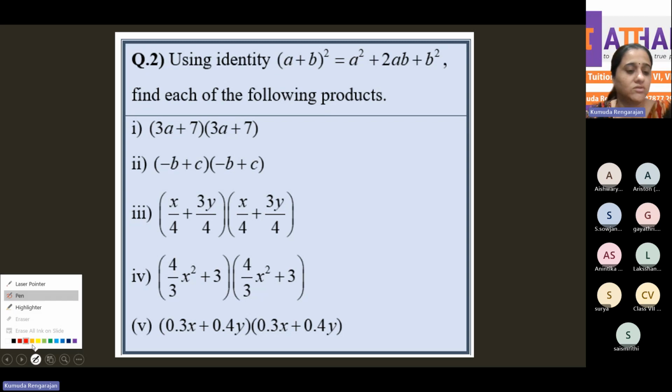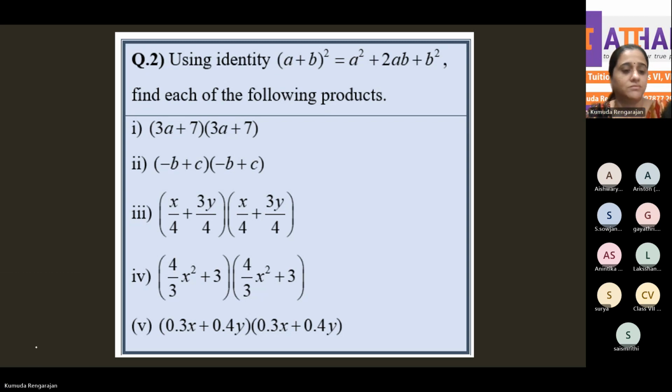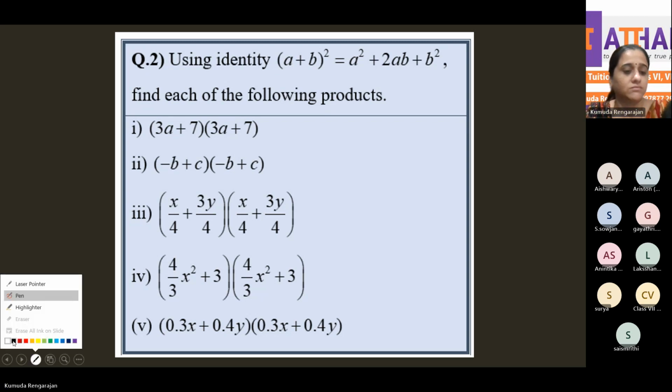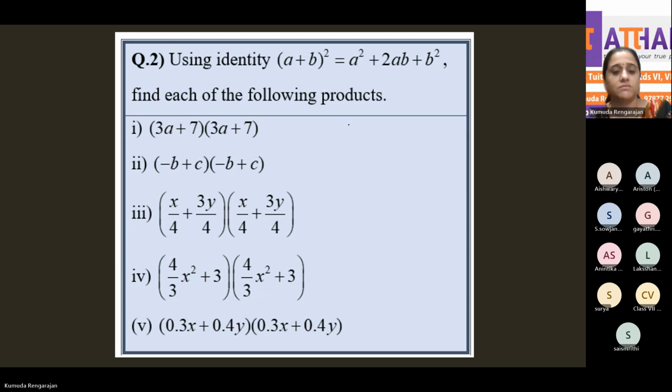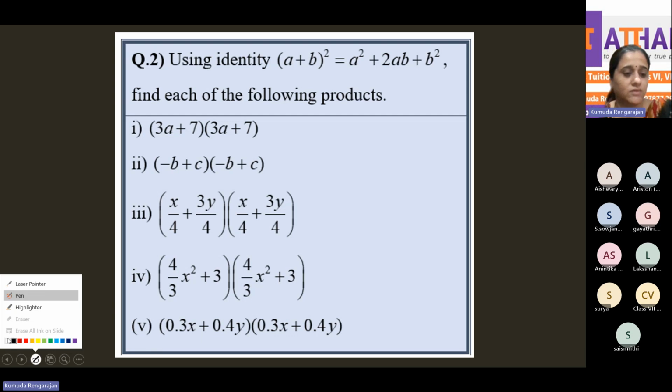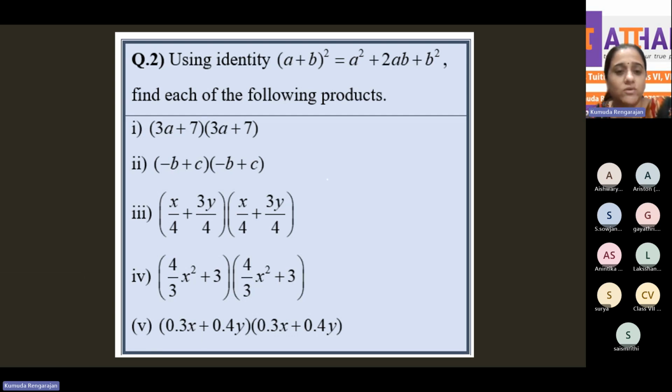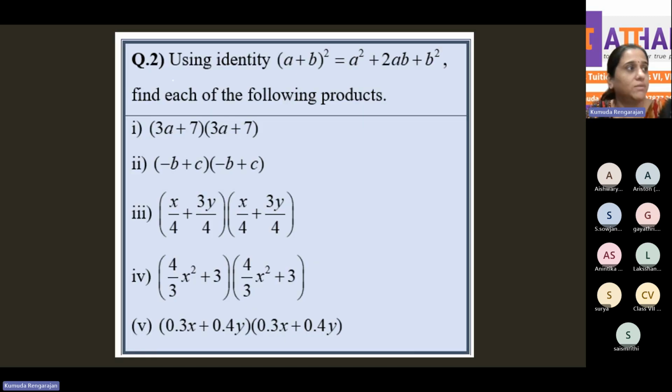You can see the questions on the screen. All right. No response. So let's see the answers to the homework questions now. This is the first one, right? 3a plus 7 into 3a plus 7, right?